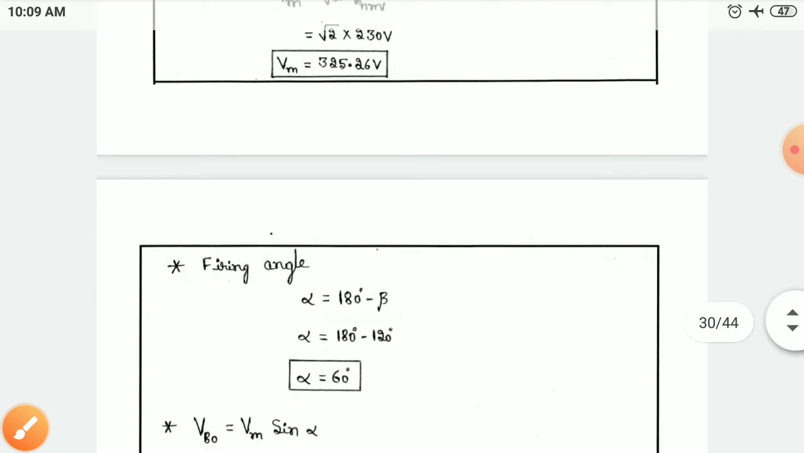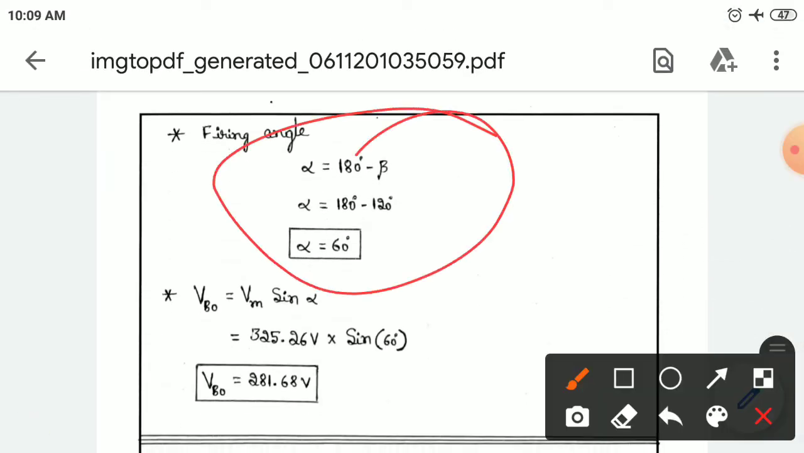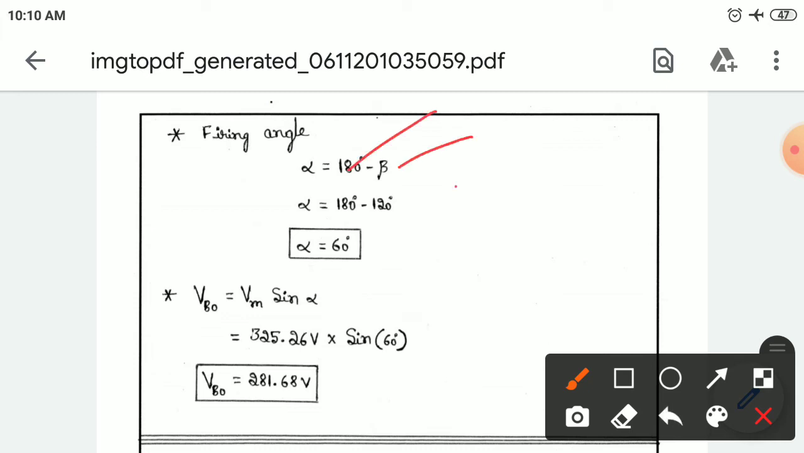Okay, next is the firing angle. You know the firing angle is equal to 180 minus beta. Beta is given, so the firing angle is 180 minus beta. This is also from the list of formulas which we have given earlier. So 180 minus beta, where beta is given as 120. So you will get alpha as 60 degrees.